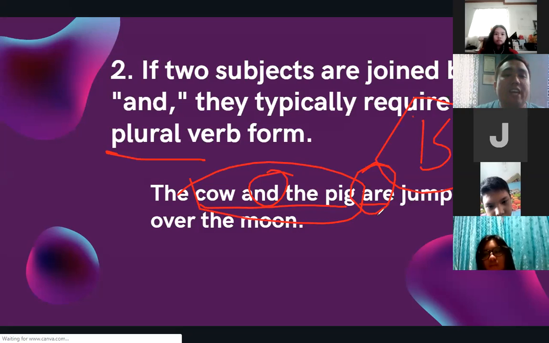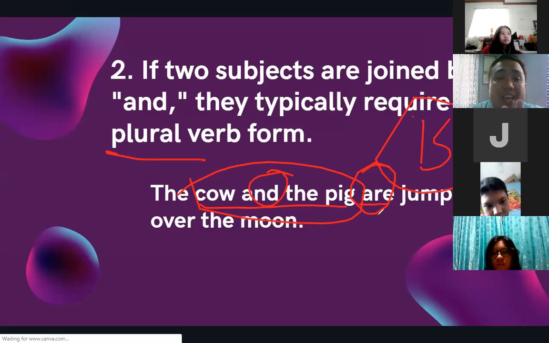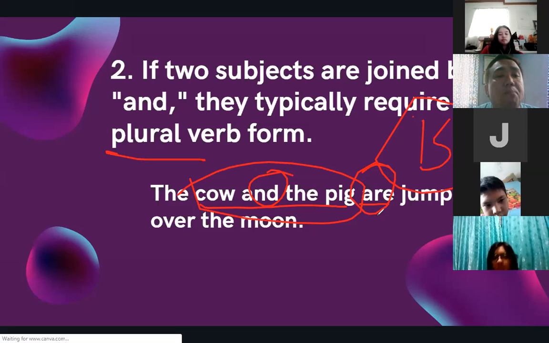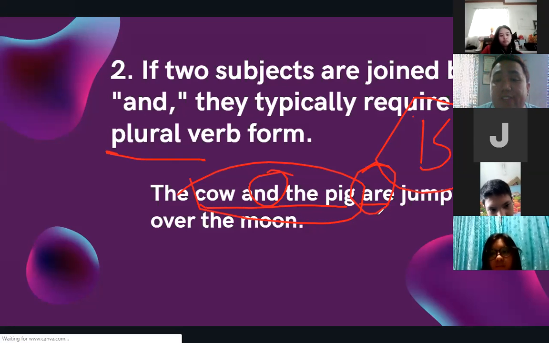However, there is this rule. Sometimes we mention two words but we're speaking of one thing. Sometimes we have two words, we're using "and," however, we're talking about one thing. For example, "My mother and best friend is with me." Notice that the verb I used is "is." Sir, why "is"? You said mother and best friend.